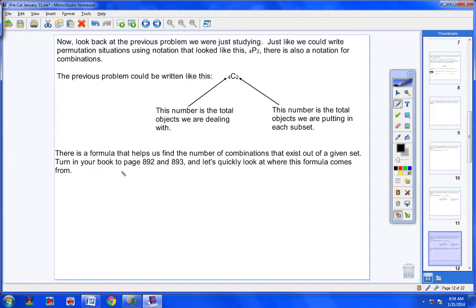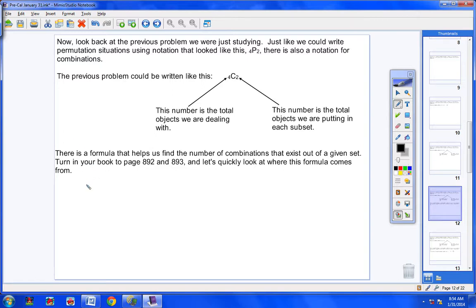There is a formula that helps us find the number of combinations that exist out of a given set. Turn in your book to page 892 and 893. Let's quickly look at where this formula comes from. I'm not going to bore you with tremendous details, okay? But I want to quickly show you how they got this formula. So please turn your books to page 892. You can pause the video if you need to. I'm going to go ahead and move on.